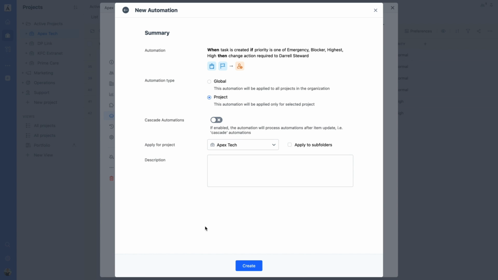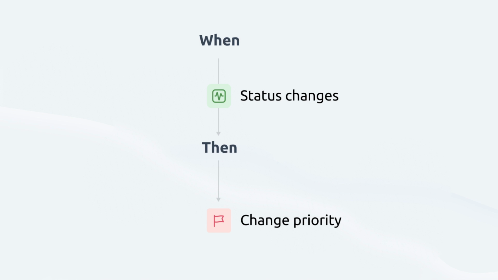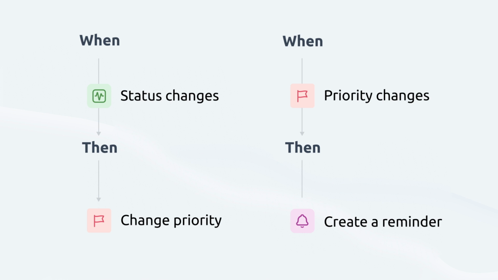The summary screen allows you to choose whether the automation should be global or project-specific, enable cascade automation, and enter a custom description. The cascade automation option allows you to stack multiple automations together. When enabled, the action of one automation can trigger another automation, creating a chain of automated actions.